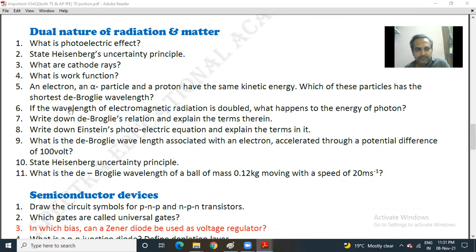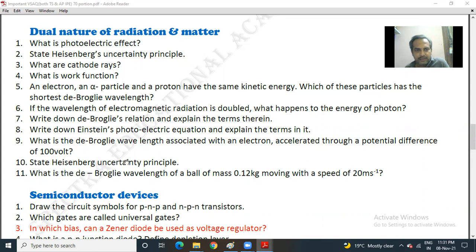6. If the wavelength of electromagnetic radiation is doubled, what happens to the energy of a photon? 7. Write down de Broglie relation and explain the terms therein. 8. Write down Einstein's photoelectric equation and explain the terms in it. 9. What is the de Broglie wavelength associated with an electron accelerated through a potential difference of 100 volt?